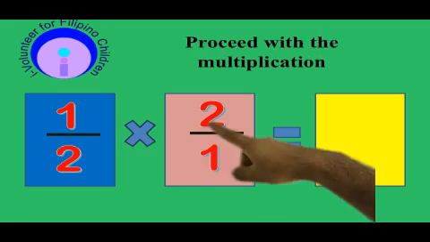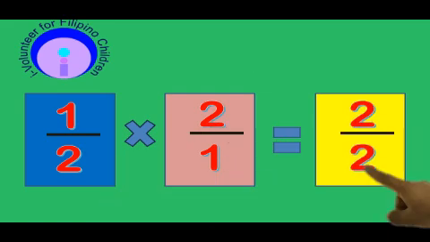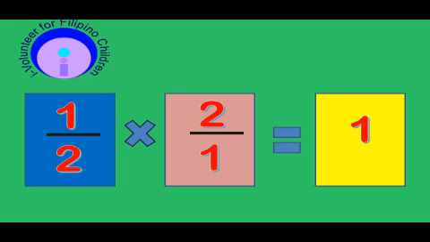1 times 2 equals 2. 2 times 1 equals 2. If the numerator is equal to the denominator, it is equal to 1.